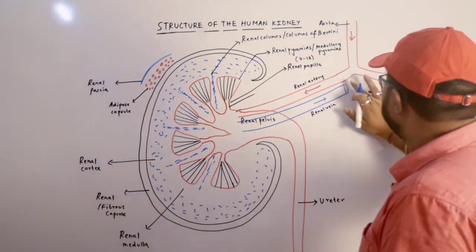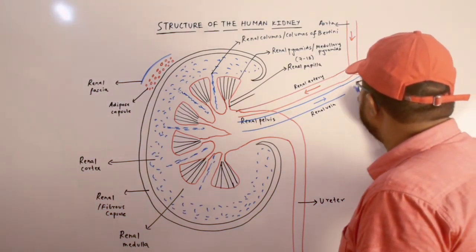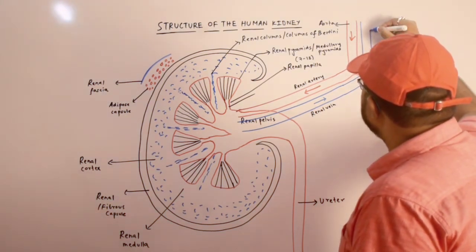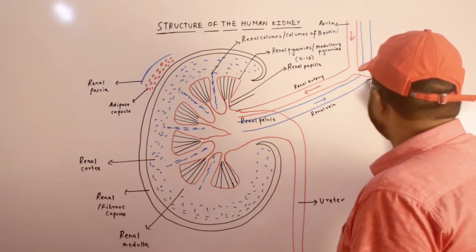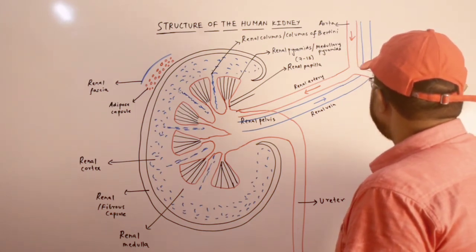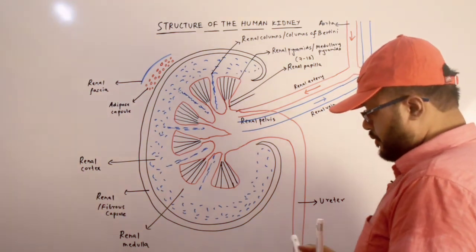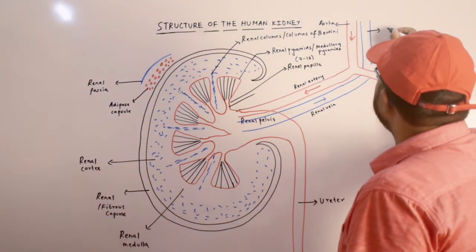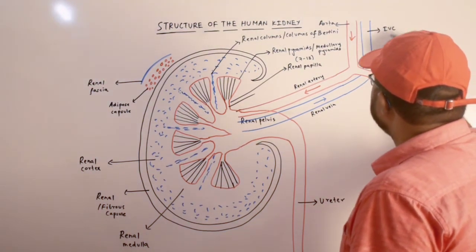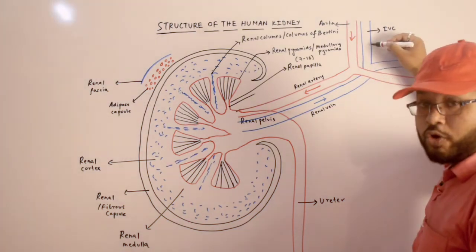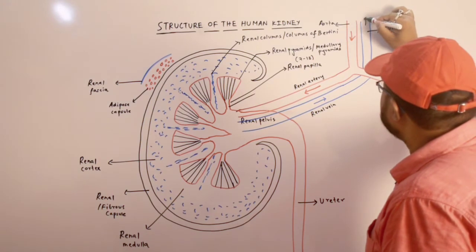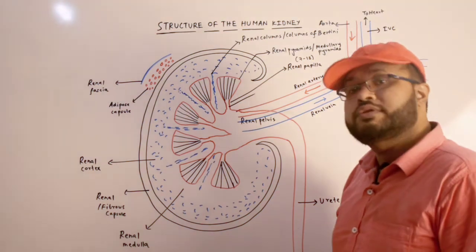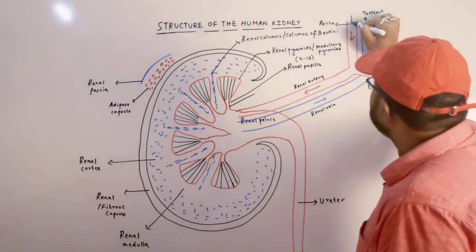The renal vein joins with the inferior vena cava. This is the inferior vena cava, IVC, that drains the deoxygenated blood to the right atrium of the heart. And the aorta brings oxygenated blood from the heart.